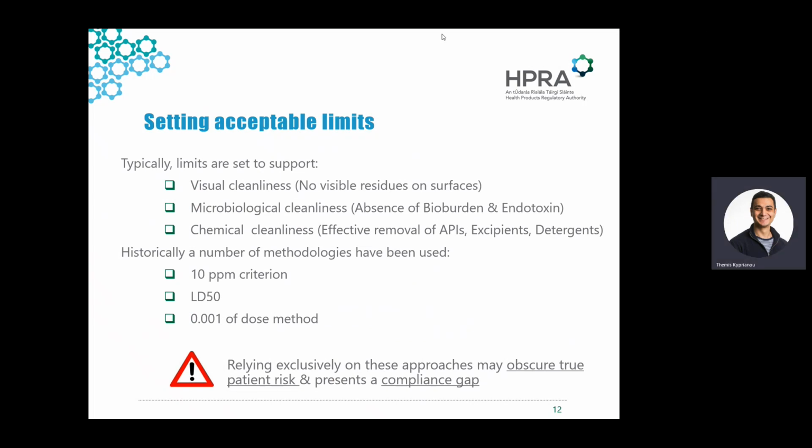Once the residue has been identified, effective removal of it should be demonstrated. This is supported by setting appropriate limits to support visual cleanliness, as in no visible residues on the surface should be present, microbiological cleanliness, as in the absence of bioburden and endotoxin, and chemical cleanliness, as in the effective removal of APIs, excipients, and detergents. The determination of cleaning validation limits must be scientifically justified and based on toxicological evaluation.